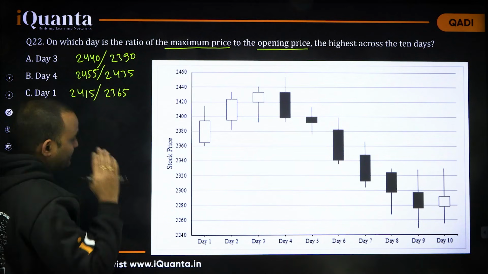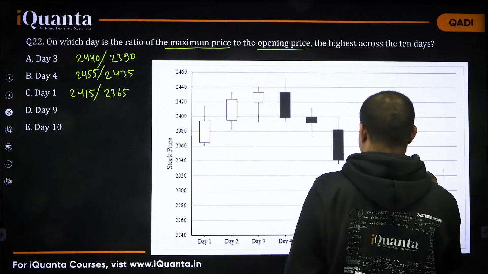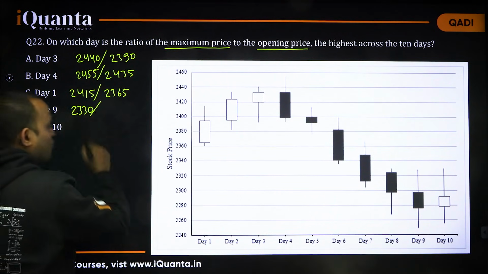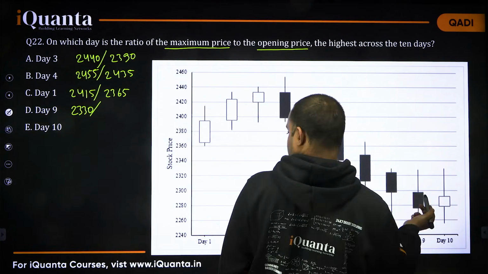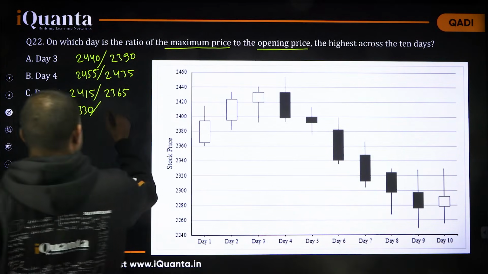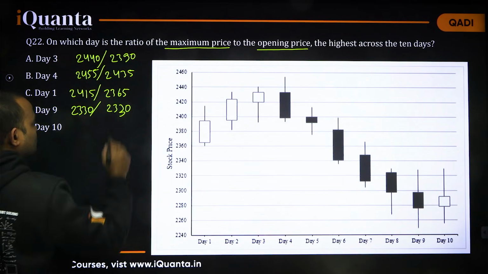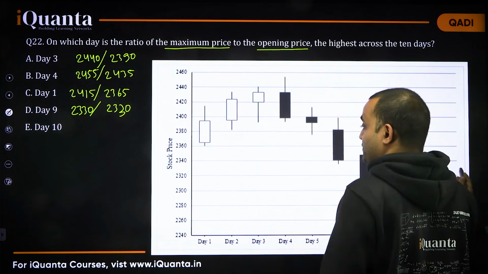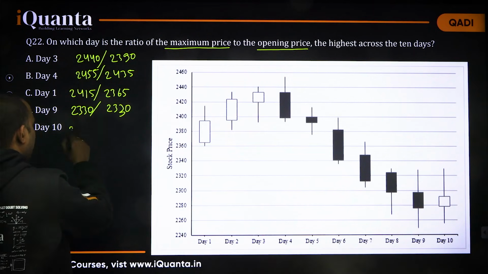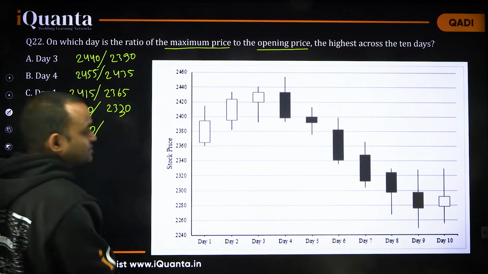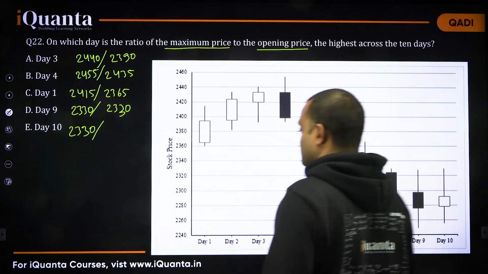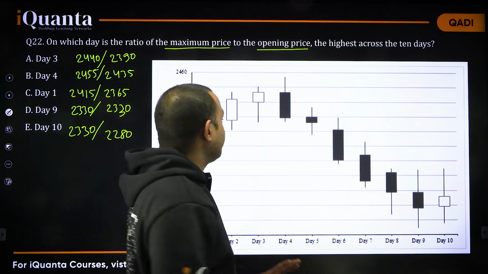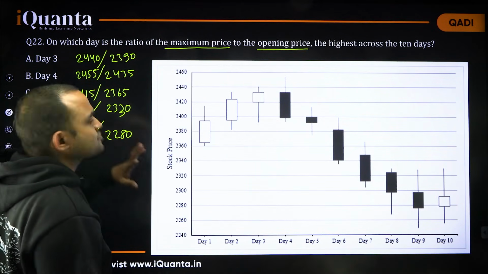All right. Then we have day 9. In case of day 9, the maximum price is 2330, and the opening price is this one, which is very close to 2300. Right. We cannot say that this is 2325. Very close to 2300. And then we have day 10. Maximum price is 2330, and the opening price is very close to 2280. Now, which one is maximum? Now, once again, the denominator is almost the same, very close to each other in each case.